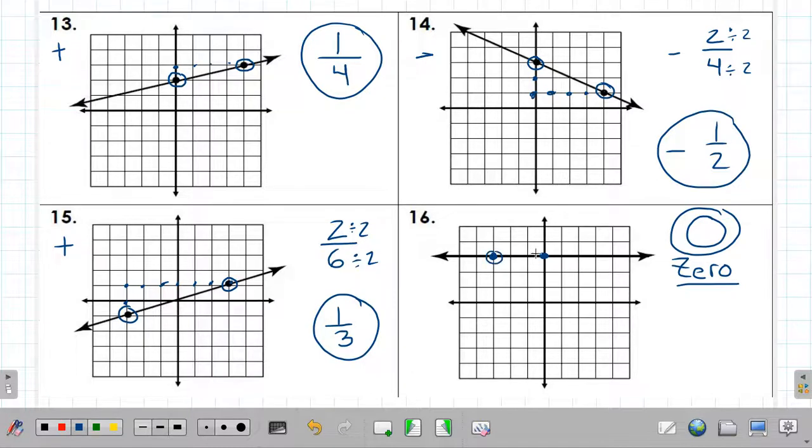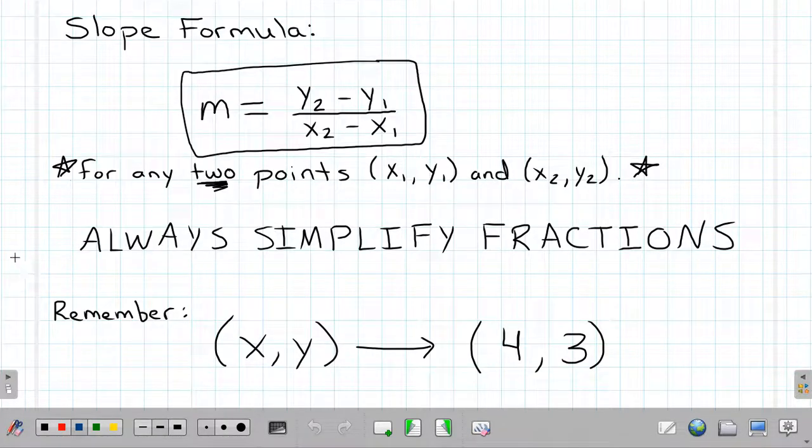If I was going from here to here, I would go up or down 0 over, well, I would have to go over 1, 2, 3. So my slope is 0 over 3, which is 0. Like I said, you don't actually even have to do the calculation. If you see a horizontal line like this, one that goes straight left or right, then you automatically know that's 0 slope. Okay, so that's pretty much it in terms of finding slope with a graph.